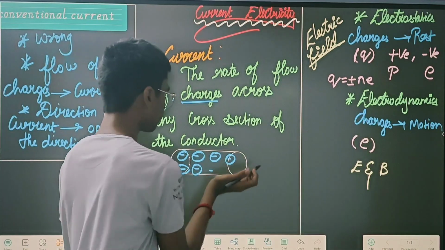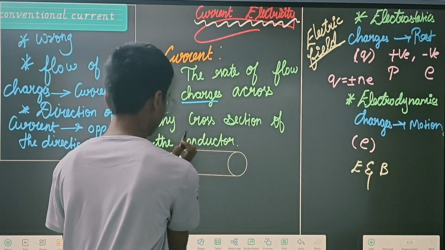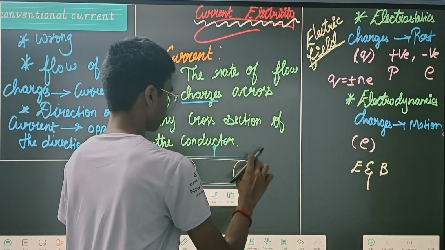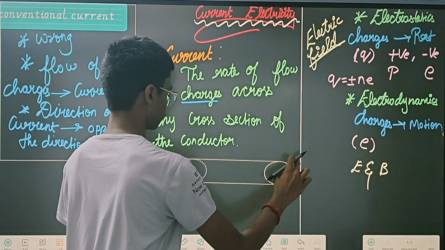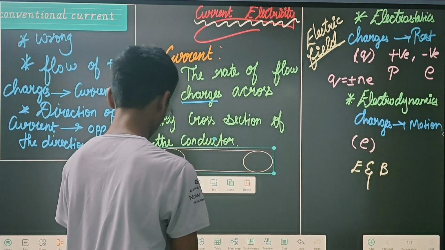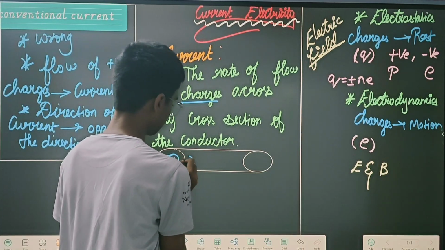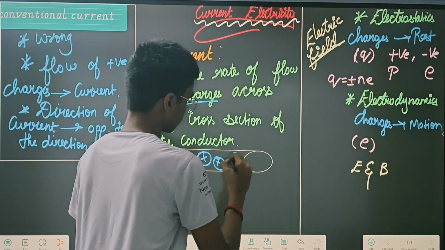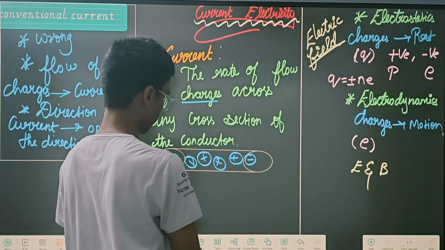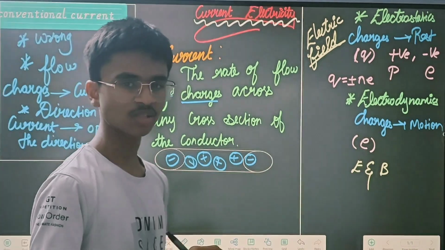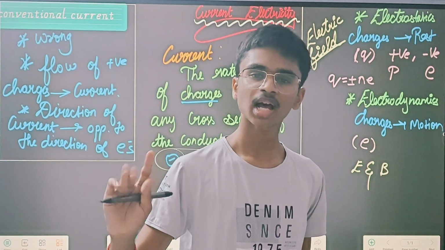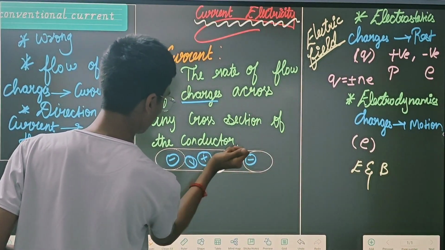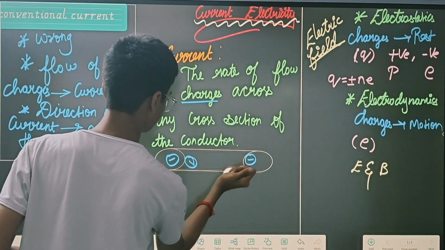Like this, but it will not be aligned like this. It will be in completely different orders, because one will be like this, another will be like this. There will also be positive charges. Amongst these charges, I'm going to take only the negative charge because that is what is related to current, and I'm going to neglect all the positive charges from here.